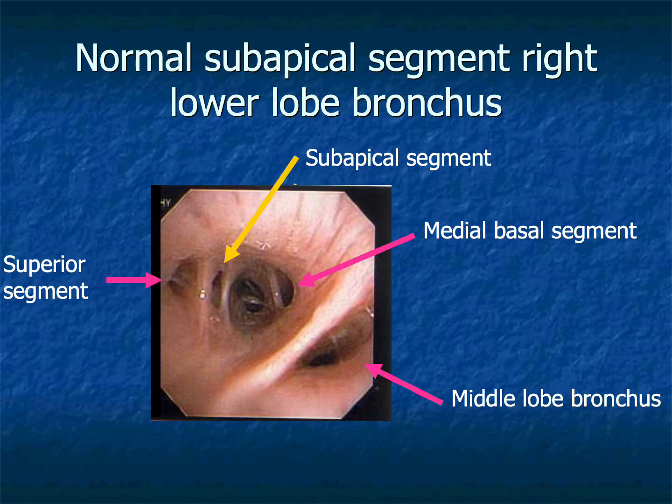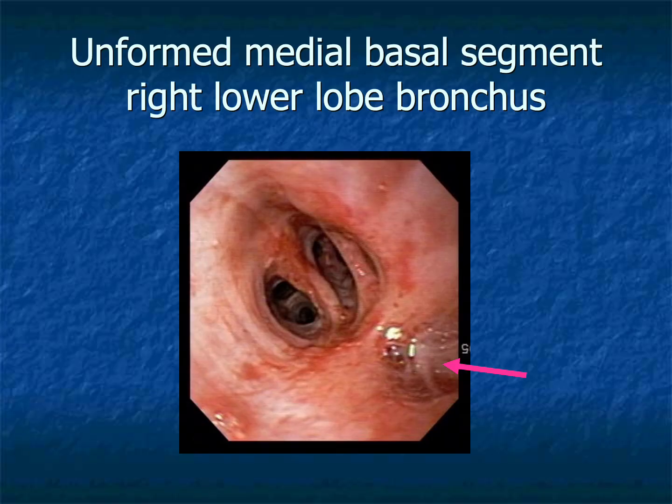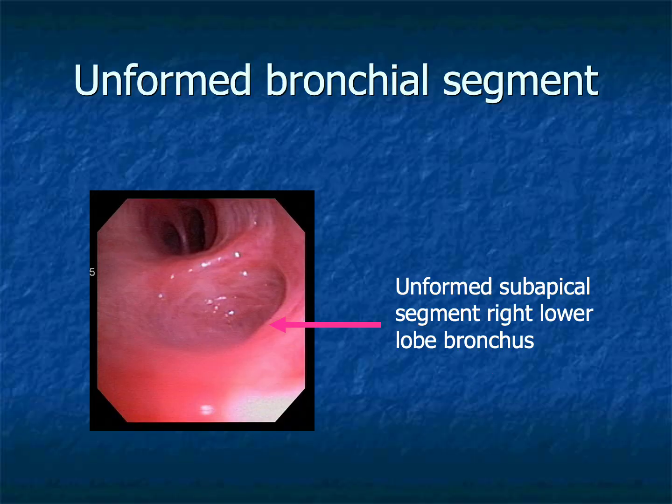Another example includes an unformed medial basal segment here in the right lower lobe bronchus, and here an unformed subapical segment also within the right lower lobe. Recognition of these variants prevents confusion during bronchoscopy and improves procedural navigation.